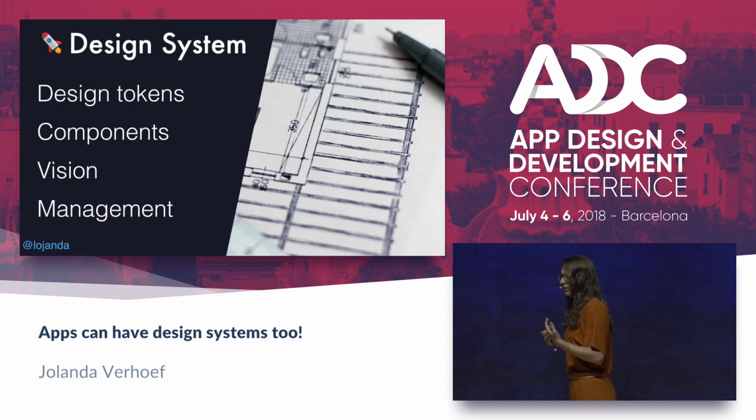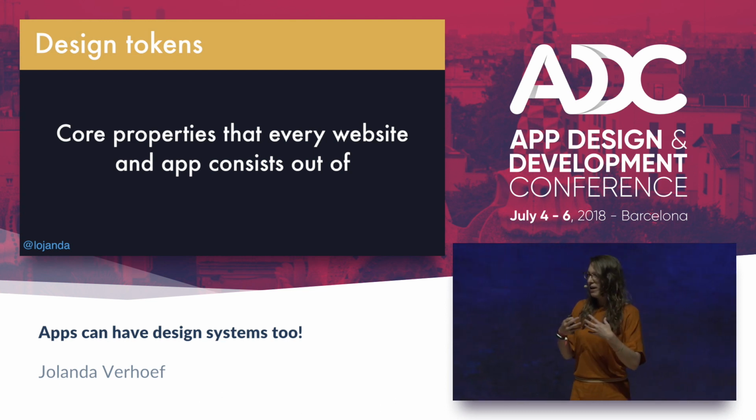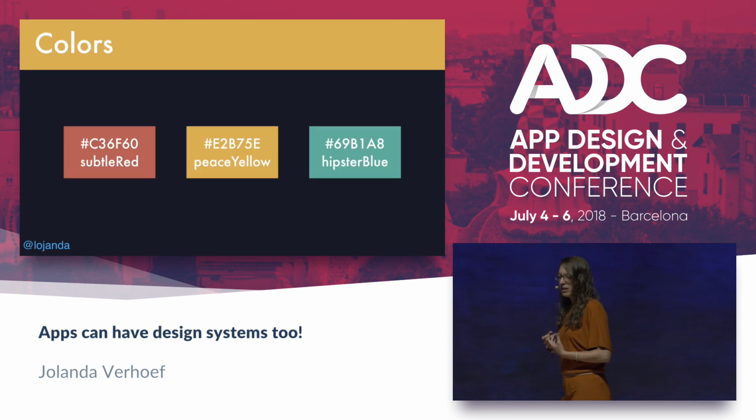So a design system at its core consists of 4 parts, let's say. Design tokens, components, vision, and management. At first, if we take a look at the design tokens, we can say that design tokens are the core properties that every website and app consists out of. So if we strip down a website or an app to its bare minimum, this is what is left.